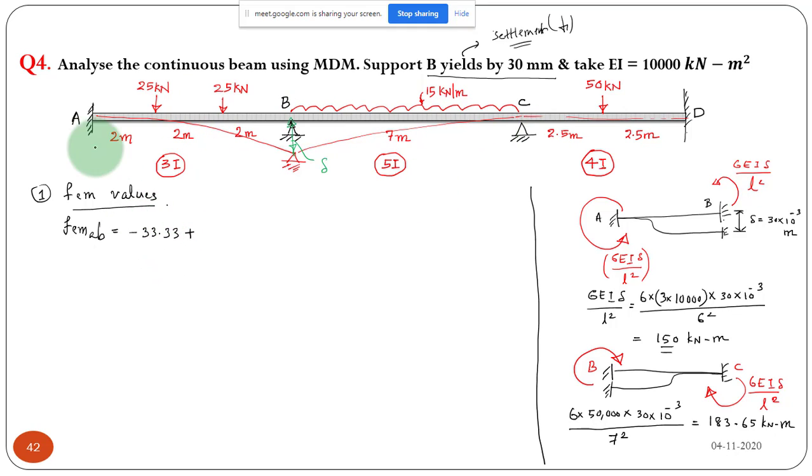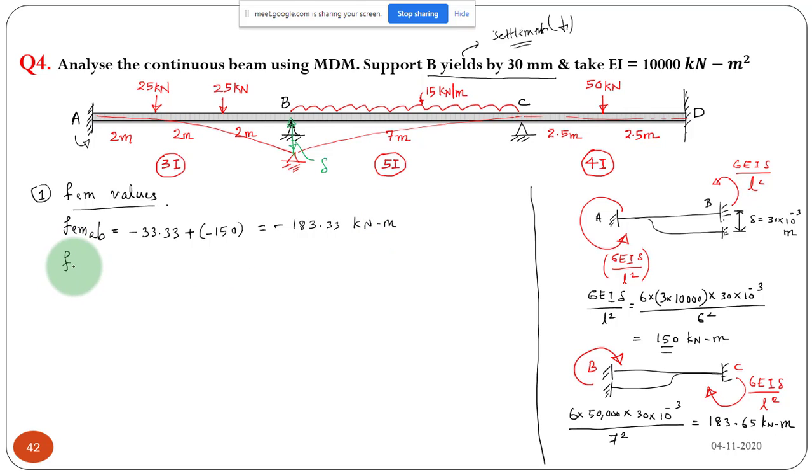What is this value? It is due to loading like this, in the anti-clockwise direction, so I am taking minus 33.33. And due to this settlement delta, what is the additional moment coming? Anti-clockwise moment, how much? 150. That is also anti-clockwise, so you add that along with this. Adding means you will add minus 150, right? So finally, this is the modified FEM considering the load effect as well as the effect of settlement. So 150 plus 33.3, you will get minus 183.33 kilonewton meter.